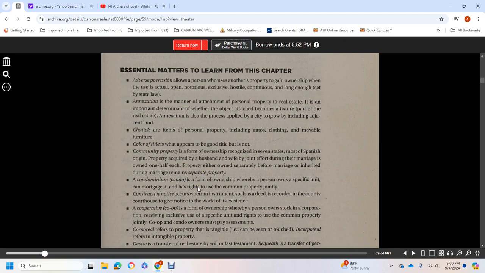Constructive notice occurs if the instrument, such as a deed, is recorded with the county courthouse to give notice to the world of its existence. Cooperative, a co-op, is a form of ownership whereby a person owns stock in a corporation, receives exclusive use of the specific unit, and rights to use of common property jointly. Co-op and condo owners may pay assessments.